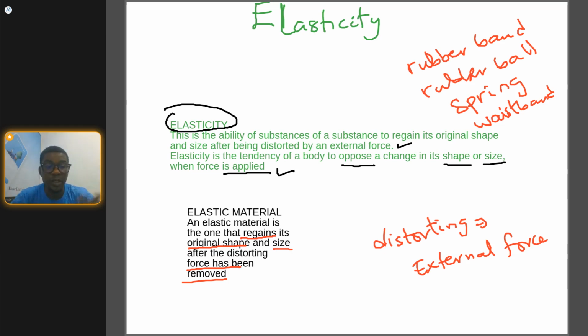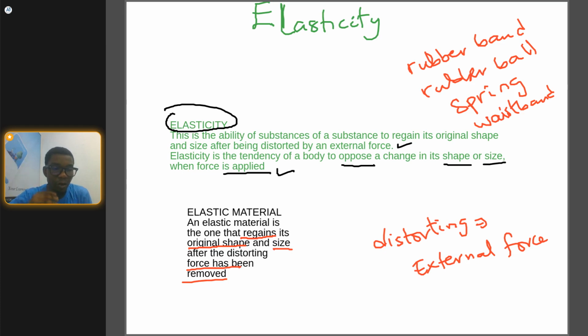We have the hand scrunchies used by the ladies, which is also an elastic material. So all these are things that we don't need to think about. Just look around you. What are the things that have this property of elastic? And you can mention as many as you can.